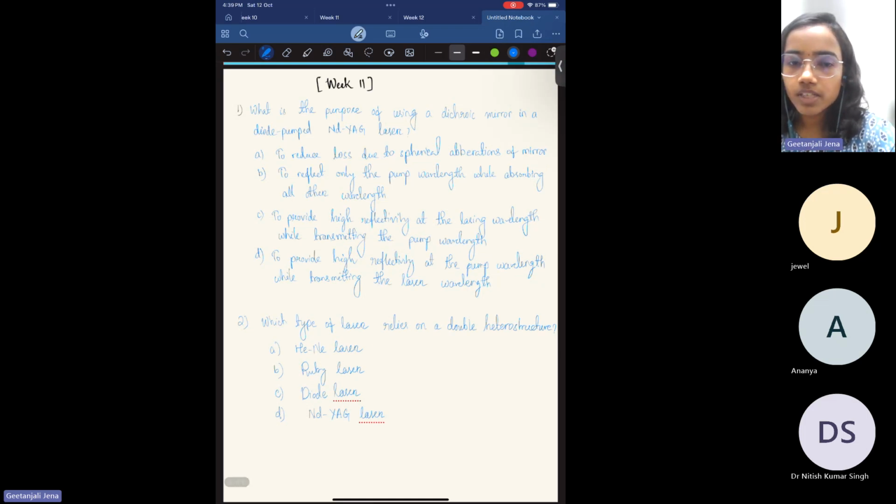So the first question is, what is the purpose of using a dichroic mirror in a diode pumped Nd:YAG laser?